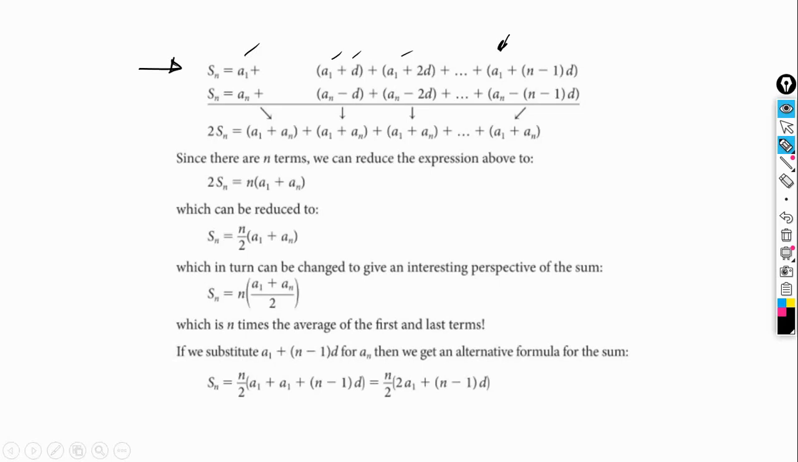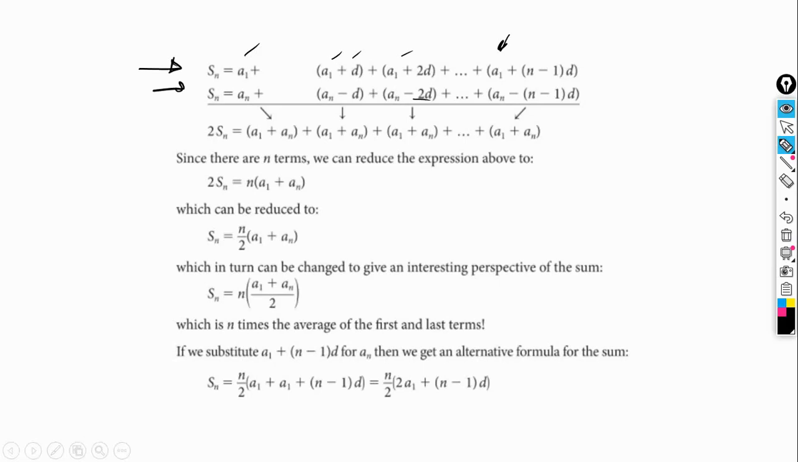Now let's do the same, but backwards. We start with the last term. So a sub n plus a sub n minus d. So now what we're doing is that we're subtracting the common difference from the last term. And then a sub n minus 2d, and so forth until we get to a sub n minus n minus 1 times d. So what happens if we add these two rows?